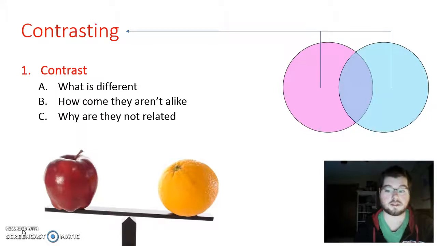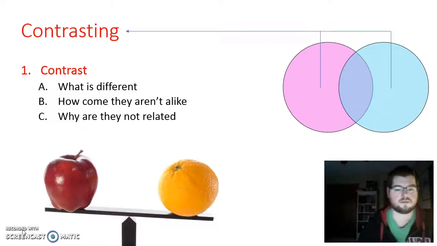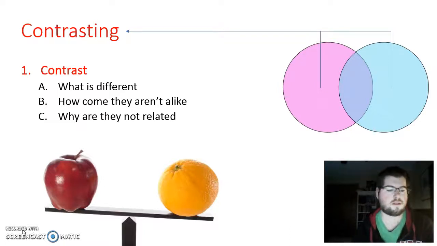Now, contrasting, you will write on the opposite sides of each circle, purple and blue. When you're contrasting, you write what is different, or how come they're not alike. These are things that show why they are not related. Keeping to the fruit example, we have an apple and an orange. They are different because apples are red and oranges are orange. Apple skin is smooth while orange skin is bumpy.